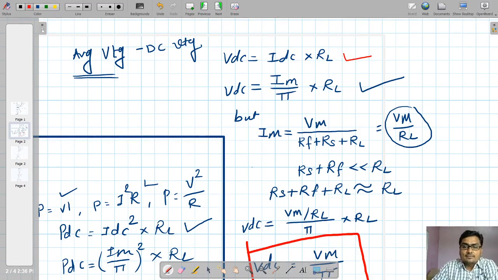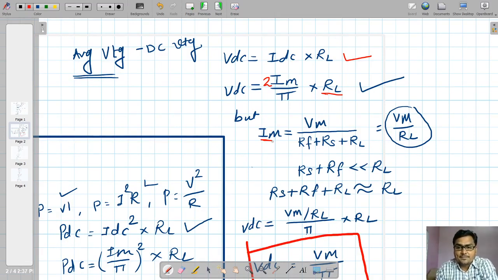Now what is the value of IDC in case of full wave rectifier? We have derived IDC is equal to twice Im by pi. So instead of Im by pi, now the new number will be twice Im by pi, multiplied by this RL. But what is the value of Im here? I am putting the new value of Im. Why am I doing this? Because I want VDC, that is DC voltage, in terms of voltage. I don't want voltage in terms of current. I want voltage in terms of voltage, and that's the reason I am doing this simplification.